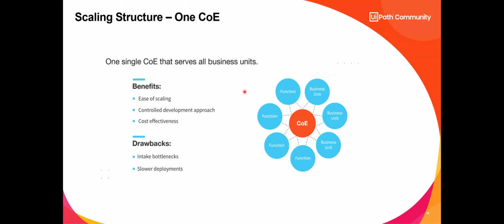And this is the problem with a 1 COE, because you have these varying priorities and they're all operating through 1 COE, right? So you have these bottlenecks in your backlog. You have slower deployments because it's all 1 COE, and this 1 COE is handling all functional business areas, right?